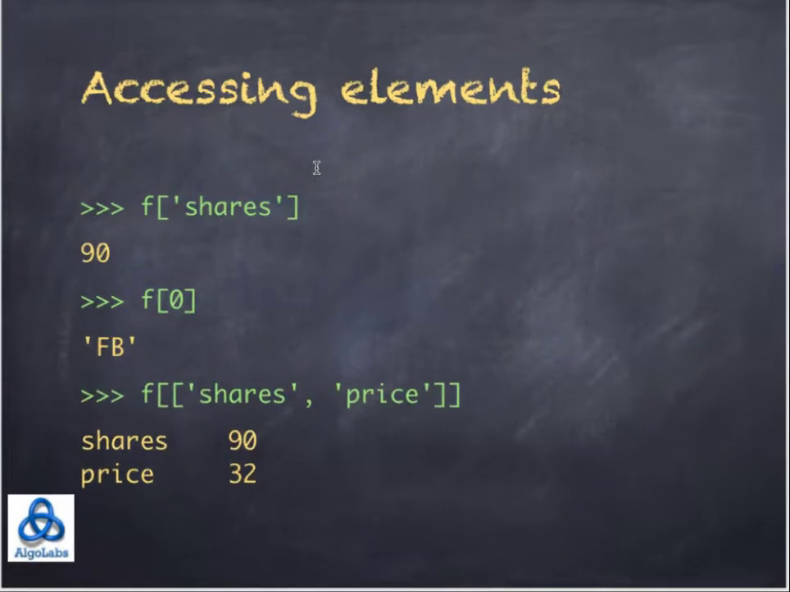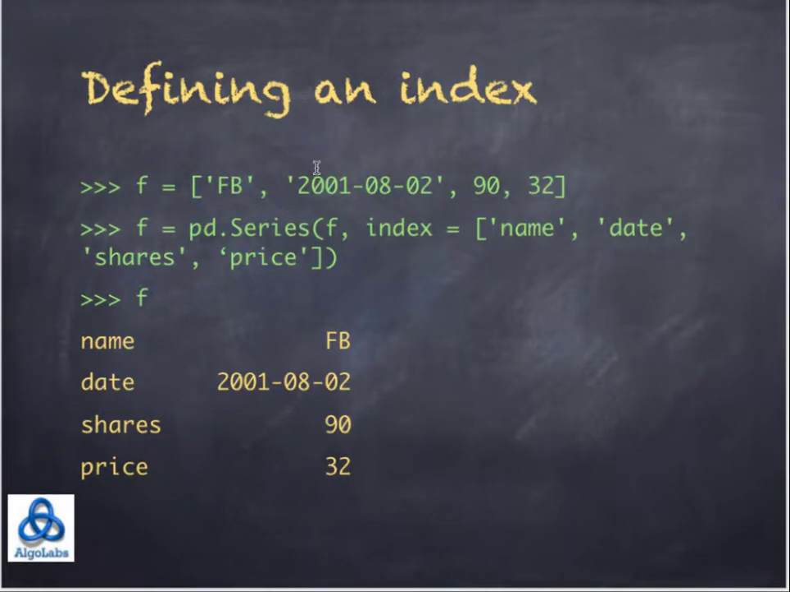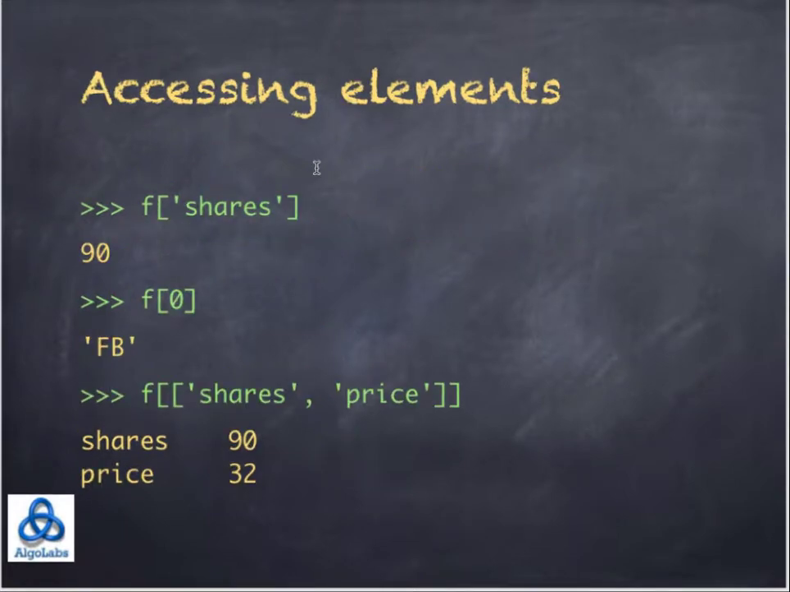Once we have a series like this, which has, for example, row positions named, then we can extract the value at a position by providing that position name. So for example, if we want the shares entry, we say what is f at shares and we get the value 90. Go back and see that shares is the second position, 0, 1, 2. On the other hand, we can also do it positionally. So we can say what is the value at position 0 and we get FB.